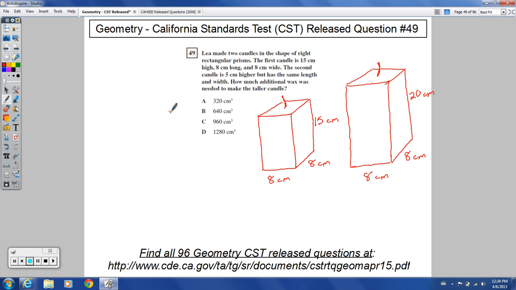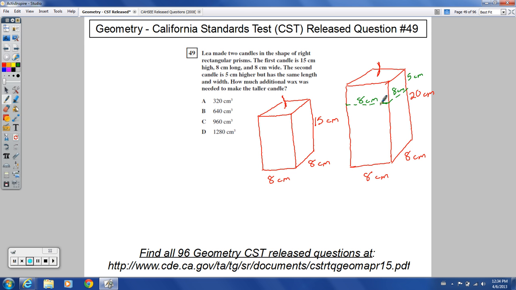So how much additional wax was needed to make the taller candle? There's a couple ways I could approach this problem that I'm seeing. You could take the volume of this one and subtract the volume of this one, or I could just consider that this part right here is the additional part. So I think this is probably the easier way to do this. What's the volume of this green chopped off part here? This would be 5 centimeters right here. This would be 8 centimeters and 8 centimeters right here.